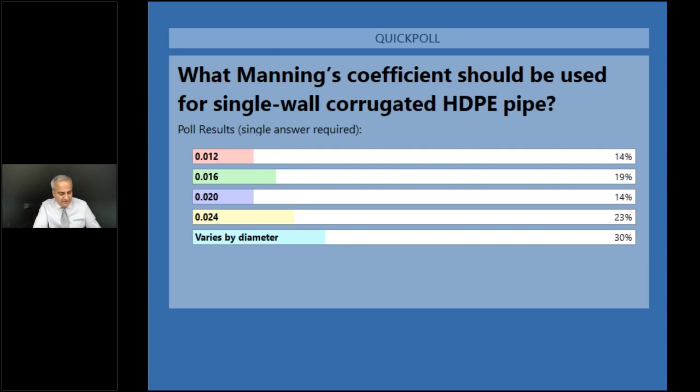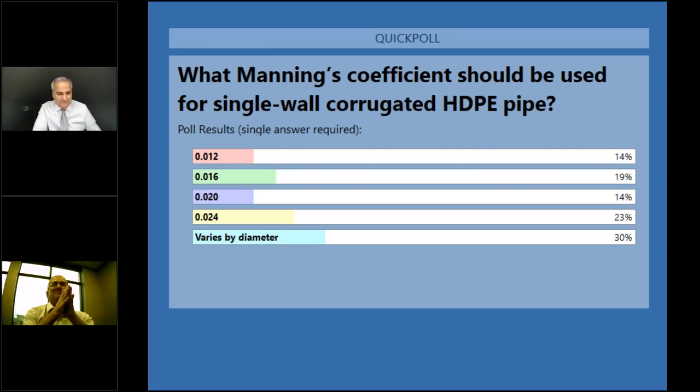I would check with your manufacturer for recommendations, but it typically does vary between 0.016 and 0.024. So a little bit of a trick question, but varies by diameter is the correct answer.